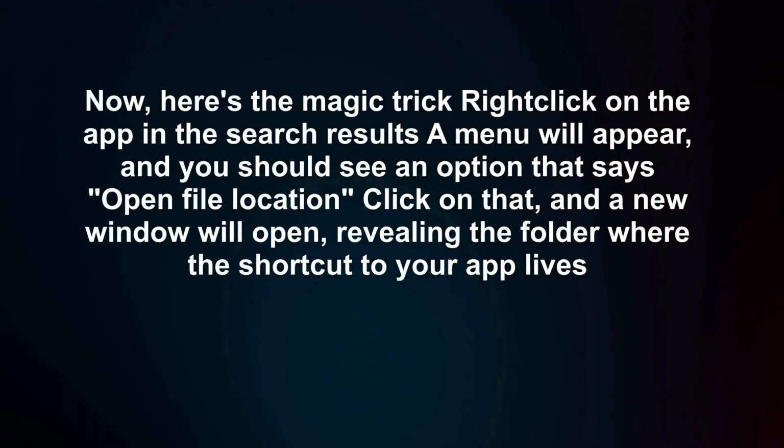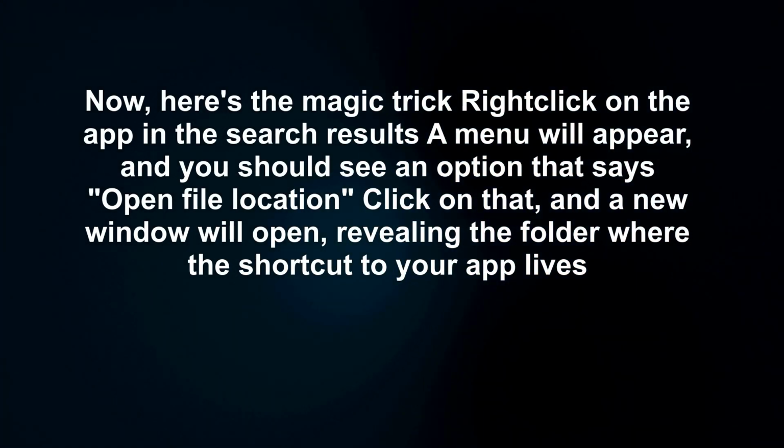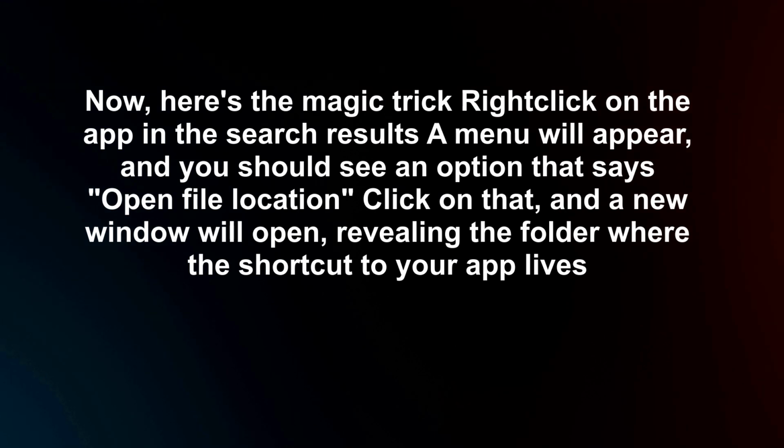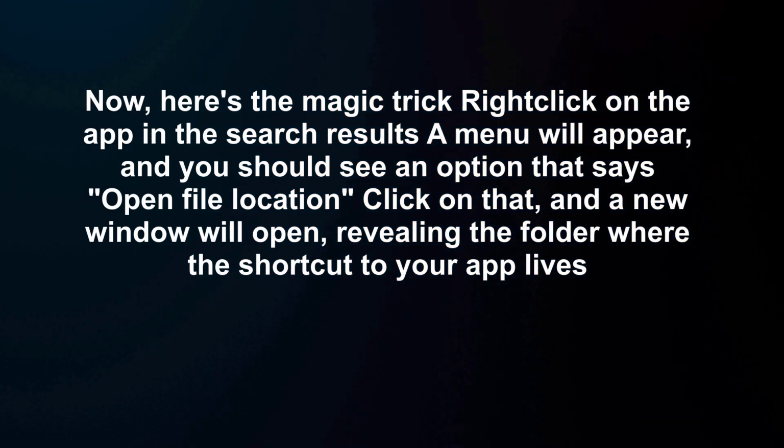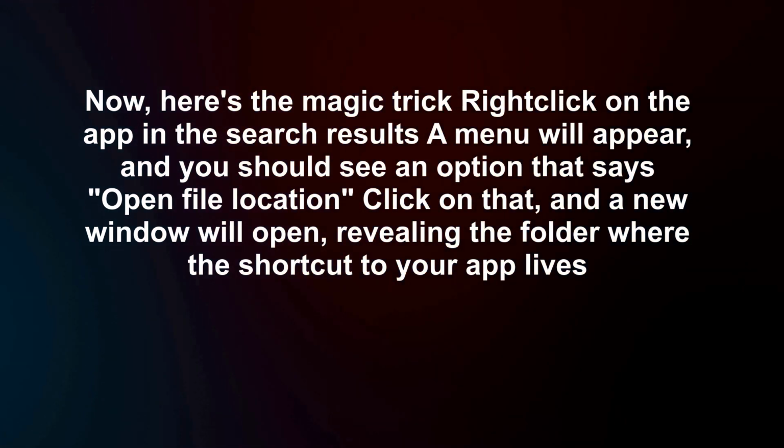Now, here's the magic trick. Right-click on the app in the search results. A menu will appear, and you should see an option that says Open File Location. Click on that, and a new window will open, revealing the folder where the shortcut to your app lives.